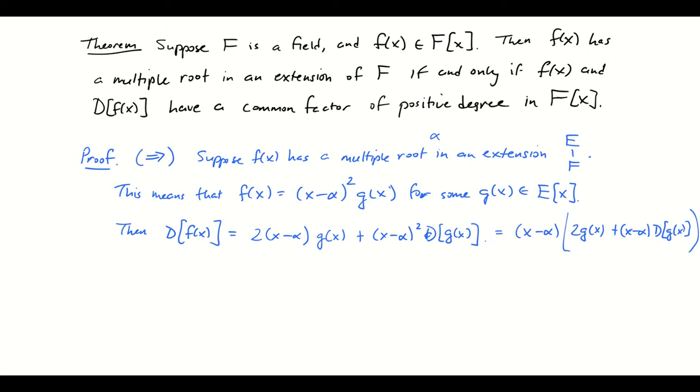Okay, now you may think, well, there we have a common factor. X minus alpha is a factor of both f of x and the derivative. So we're done, right? But not so fast. We said there's a common factor of positive degree in F adjoint x, and this factor may not belong to F adjoint x. So we need to show that there's some common factor of positive degree, and that's going to take a little bit more work.